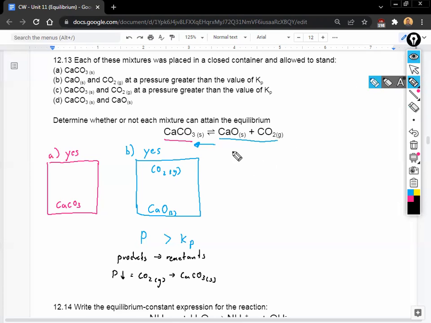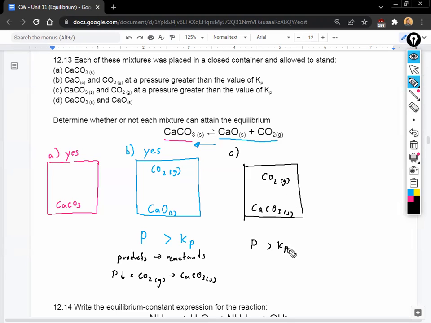Okay, let's move on to C. Okay, we have our container. And then inside we have the reactant CaCO3 solid. And then we have CO2 gas. And then the pressure is greater than the Kp. Okay.